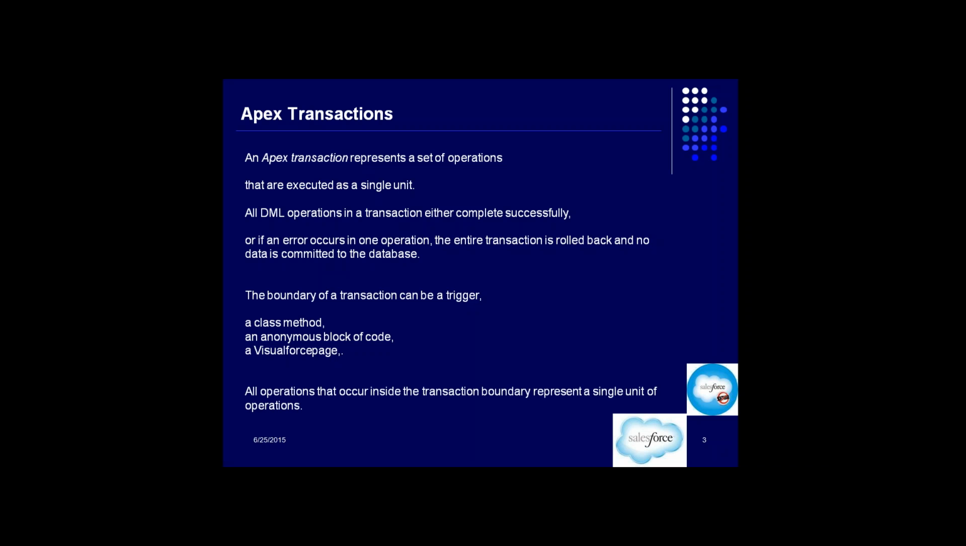All operations that occur inside a transaction boundary represent a single unit of operation. That's something we just talked about. It will happen as a single unit of operation. Now, why are transactions so useful? Why does it work that way, and why is it all the more important for us to understand transactions? Transactions are useful when several operations are related.